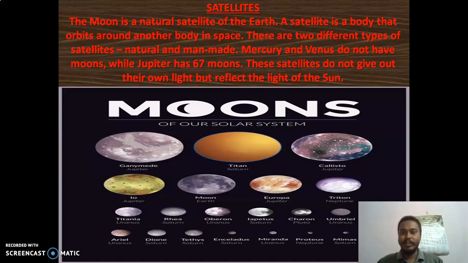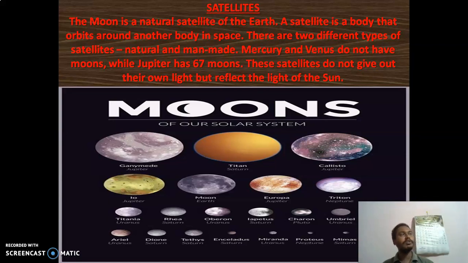Now let me tell you about moons. Every planet has a moon, except one or two like Mercury and Venus, we know. And there are many other smaller planets which we have to study and see. But normally other planets do have moons. Jupiter has the maximum number of moons, 67 of them. Okay, so these natural satellites, the moons, do not give out their own light, but you can see them because the sun's light reflects on them. That's why we can see them. Now the moon has mountains and everything, but it does not have specific water and air. That's why people cannot live there.